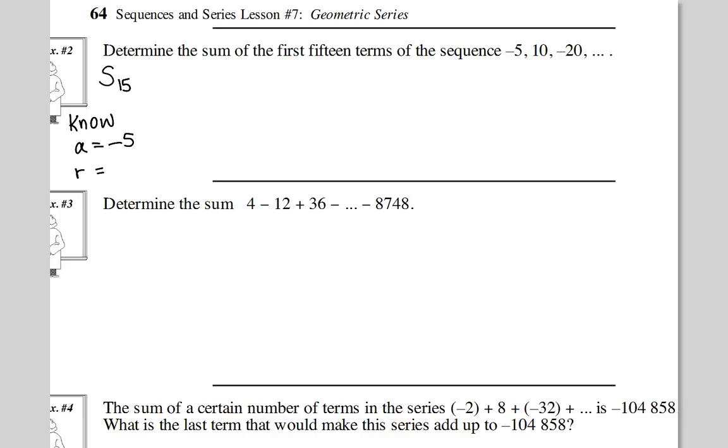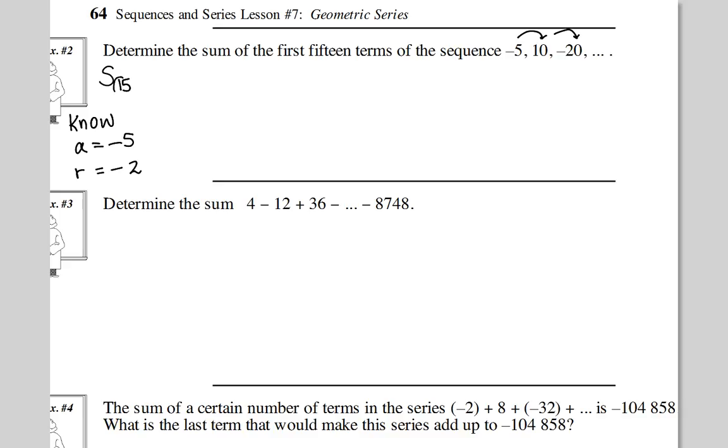This is always findable. R. Otherwise, there's no point. You have to have the R value. So you can see that the sequence is alternating in sign. That will only happen if the R value is negative. And then 5 to 10 is multiplying by 2. Good. So you know the A value, you know the R value.